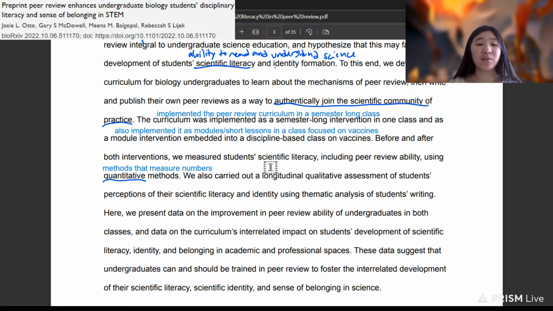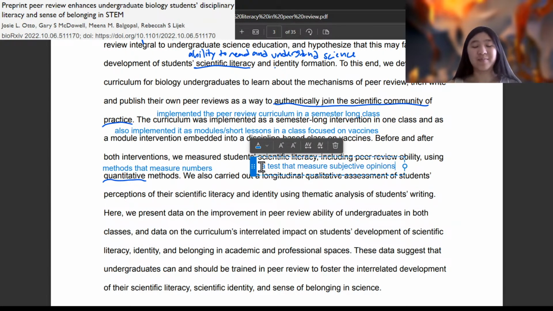So longitudinal qualitative assessment basically means a test that measures subjective opinions. And then longitudinal just means long. So a long test, it can either mean a long test, as in the test itself was very long, or the test measures a very long length of time. So in this case, I actually think it means the test is measuring a long length of time.